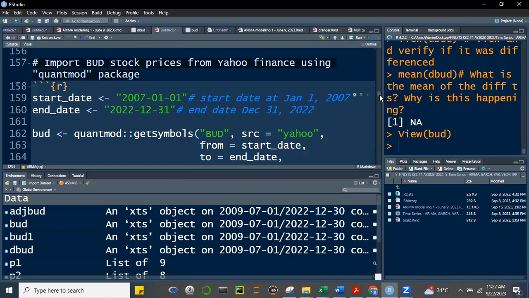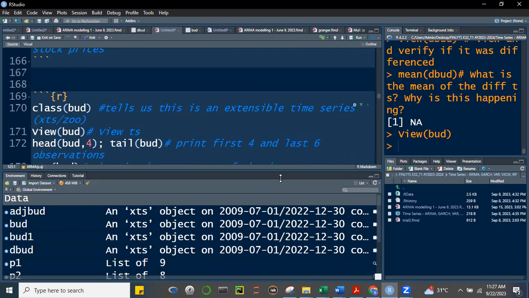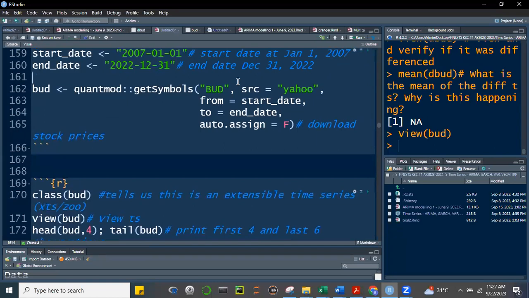So what we did last time was, we also looked at the class of BUD. We said that BUD, the object that we created, and by the way, class, we also use the assignment operator. What's the shortcut for the assignment operator for Windows users? Please shout out, class. What's the keyboard shortcut for this, less than and then dash?